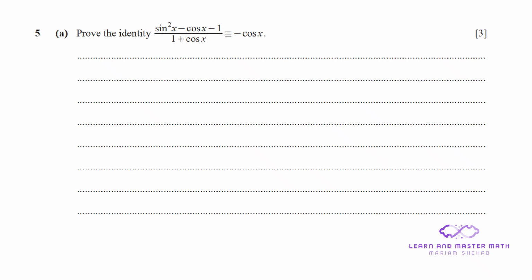Question number 5. Prove the identity (sine square x minus cosine x minus 1) over (1 plus cosine x) is equal to minus cosine x. Here we have 3 marks. The first mark you will get by using the formula sine square x plus cosine square x is equal to 1. Making sine square x the subject, you'll get sine square x equals 1 minus cosine square x.